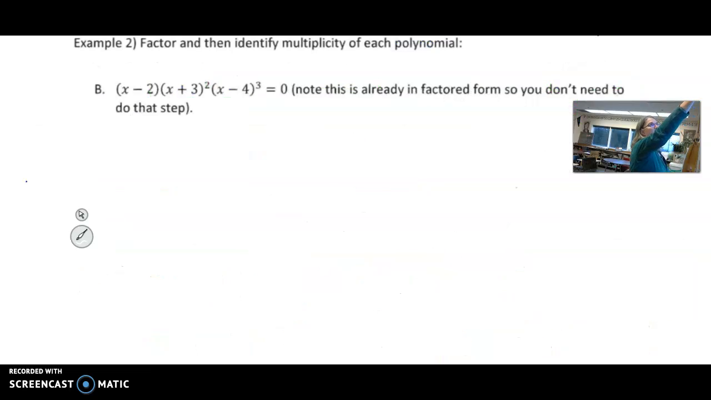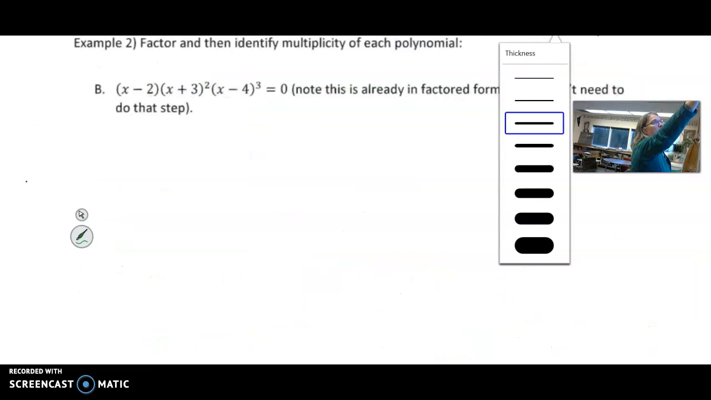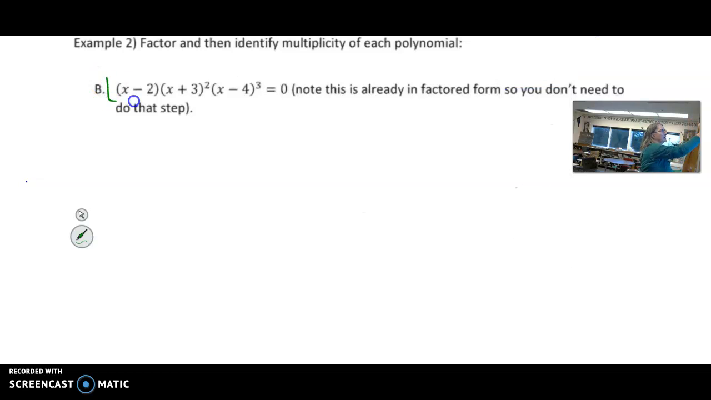All right, so let's do this next example here. We have (x - 2)(x + 3)^2(x - 4) = 0. Notice that this is already factored, so we don't need to actually do the factoring here. But what we are going to do is find our zeros, find the multiplicity, and then look at what that means for the graph.